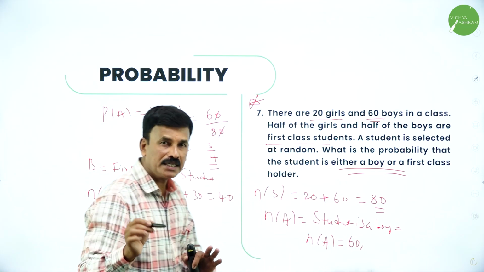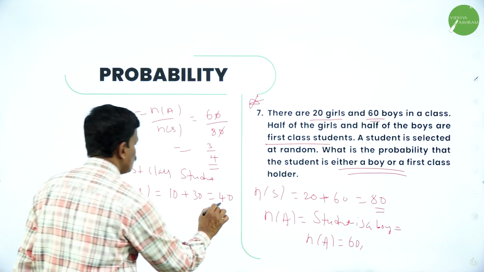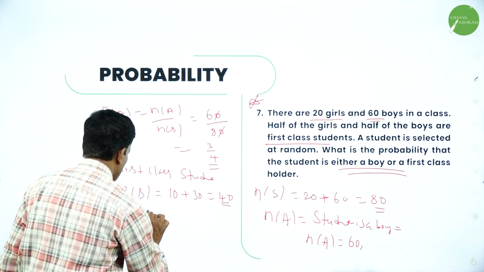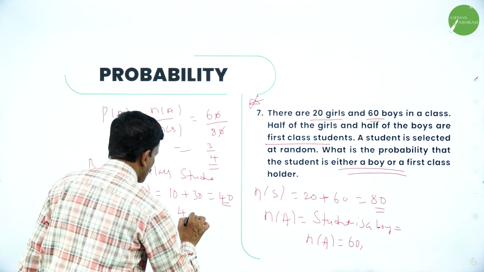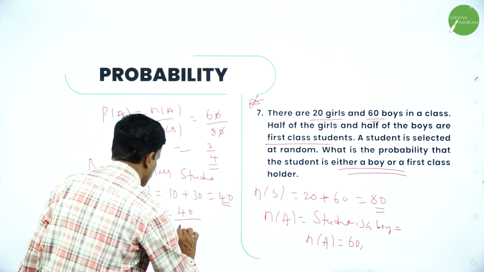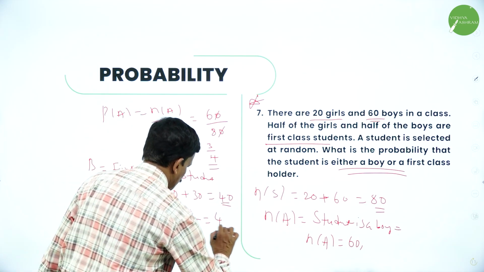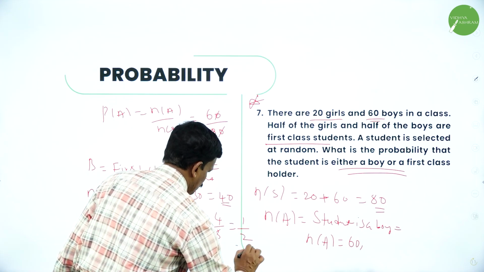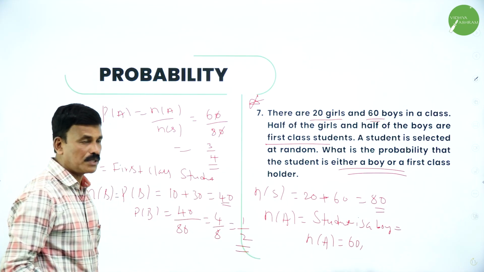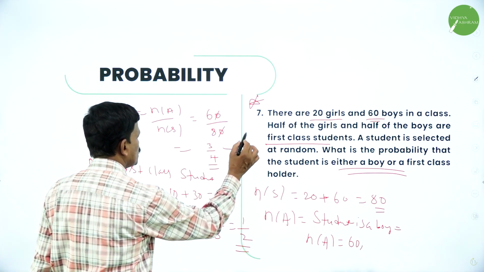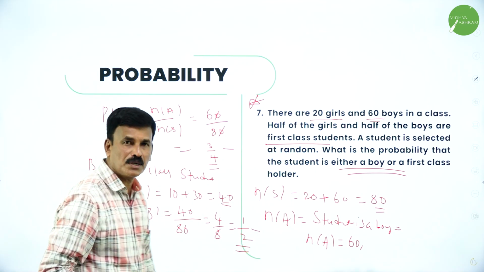Let me write the probability. N of B is 40. Therefore, the probability of B is equal to 40 divided by the total number of students, 80. That is 4 by 8, 4 ones are 4, 4 twos are 8, so 1 by 2 is the probability of B. So the probability of A is 3 by 4 and the probability of B is 1 by 2.